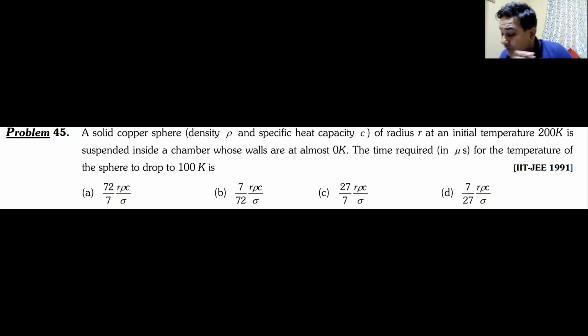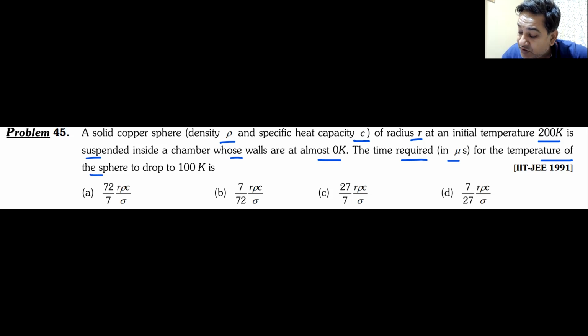A solid copper sphere, density is rho, specific heat capacity is C, radius is R. Initial temperature is 200 Kelvin. It is suspended inside a chamber whose walls are almost 0 Kelvin. And the 0 Kelvin question has come multiple times in a JEE. The time required in microseconds for the temperature of the sphere to drop to 100 Kelvin is how much?